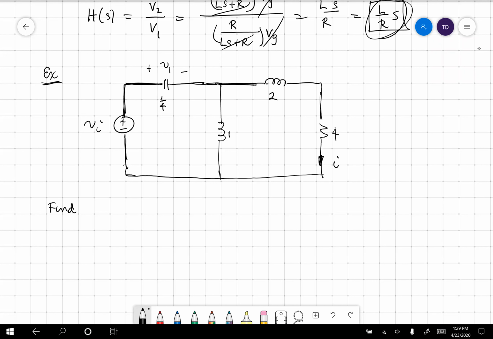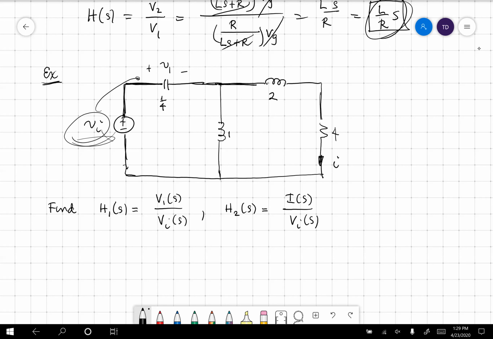Find, let's call it H1 of S, and let that be equal to V1 of S divided by VI of S. And let's also find H2 of S, which is equal to I of S divided by VI of S. So two different transfer functions. I want to know, how does this source transfer over to here? How does it transfer over to there? That's what I want to know. So I want the two different transfer functions.